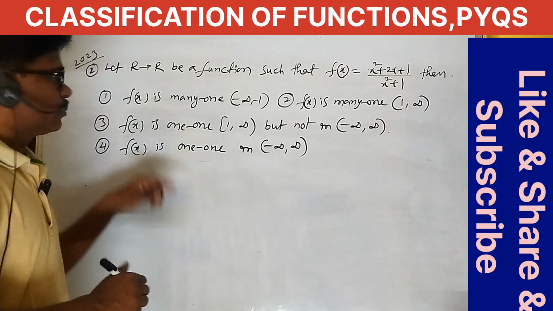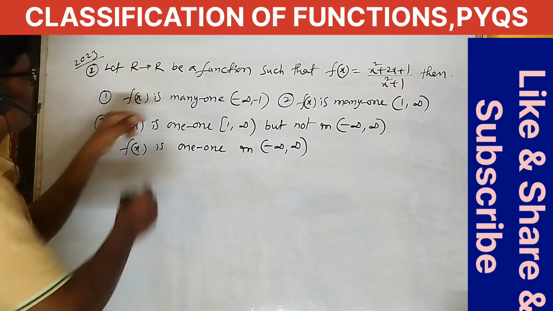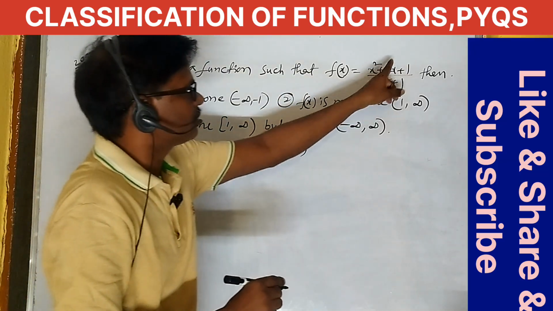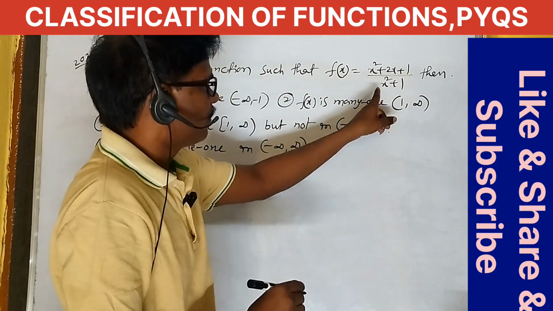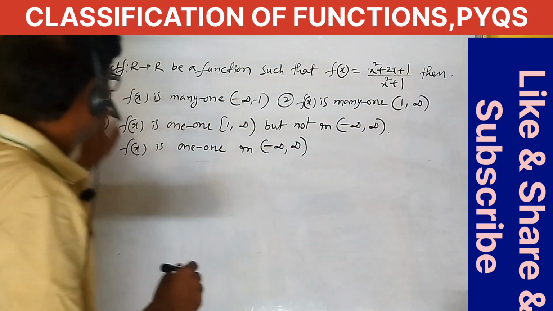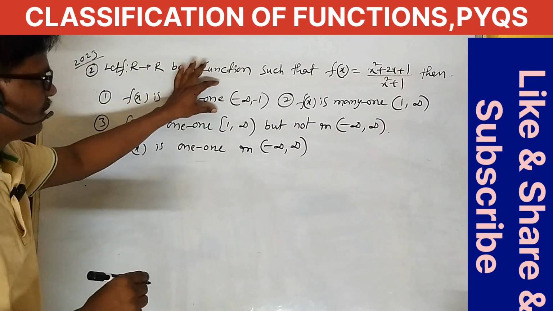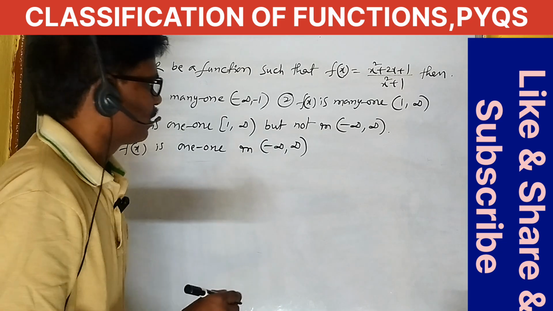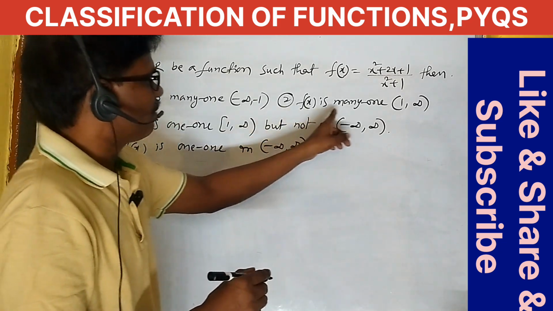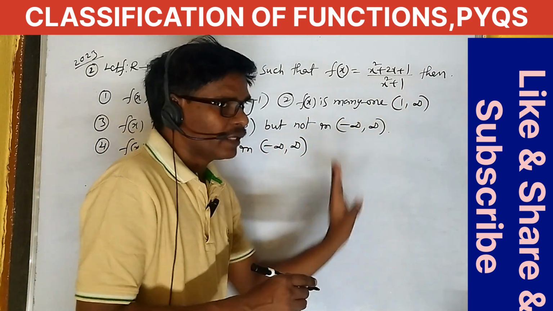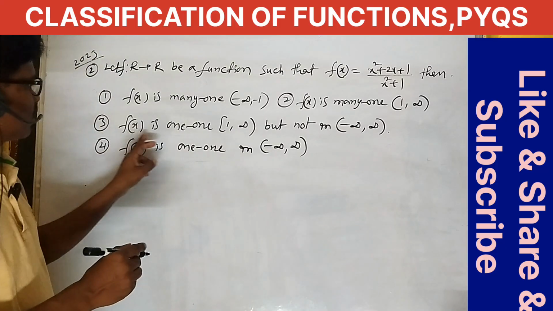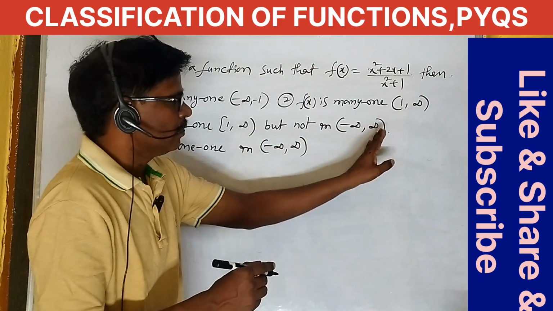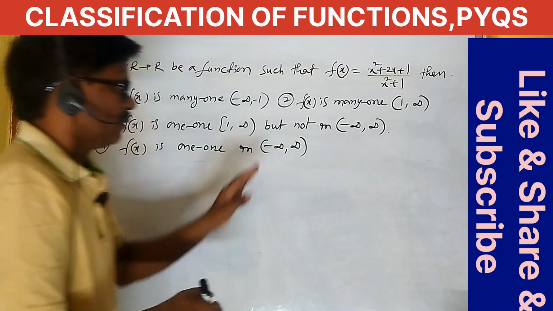Okay, this is question number 2. Let f map R to R be a function such that f of x is equal to x square plus 2x plus 1 by x square plus 1. Then the first option: f of x is many-one in open interval minus infinity to minus 1. Second option: f of x is many-one in open interval 1 to infinity. Next, third option: f of x is 1-1 in closed interval 1 to infinity but not in open interval minus infinity to plus infinity, meaning real numbers.